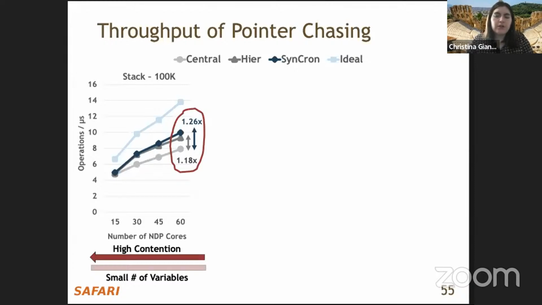In high contention scenarios, we find that the hierarchical schemes, Hier and Synchron, provide high performance benefits because they minimize the expensive network traffic across the NDP units of the system.